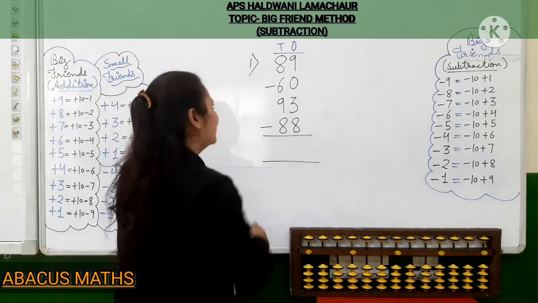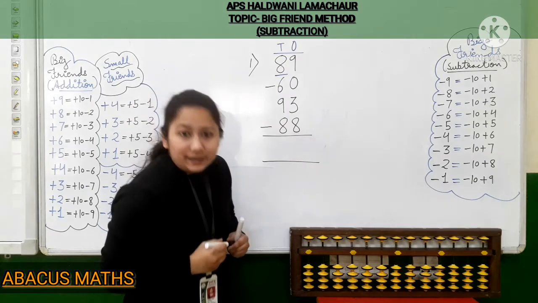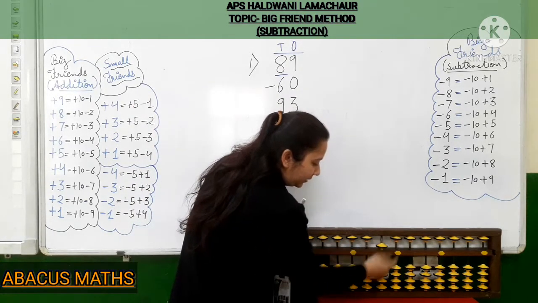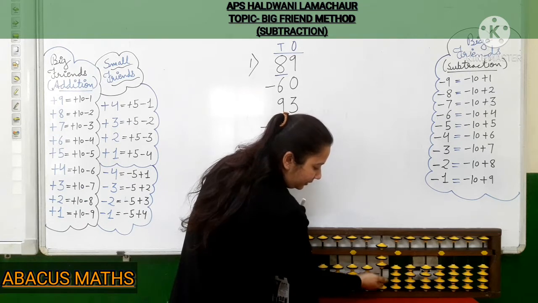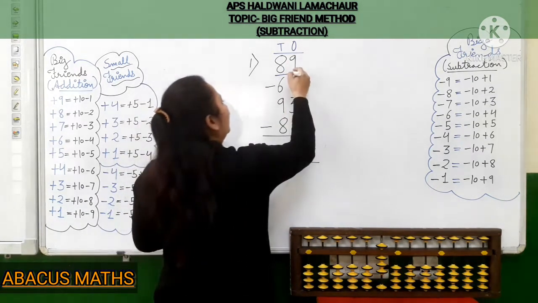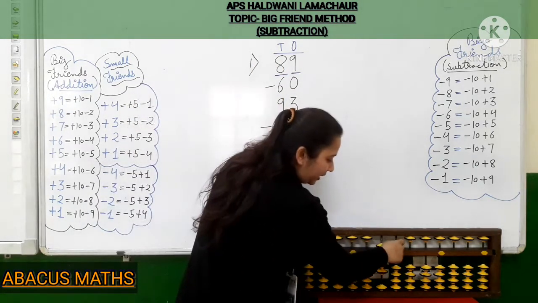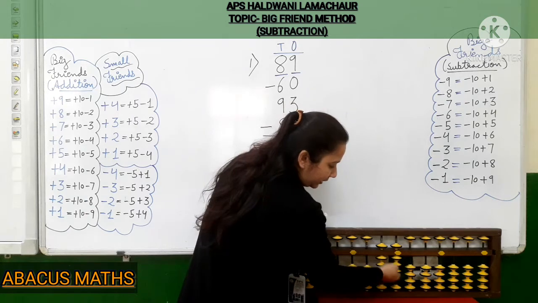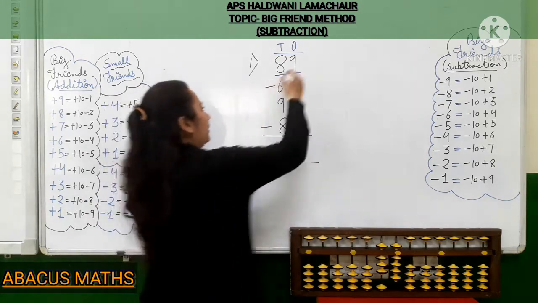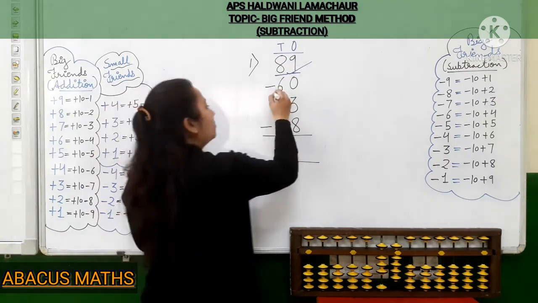Now let's add. First of all you will add this 8 in the tens rod. This is the tens rod. See, 5, 6, 7, 8. Done? Very nice. Now 9 in the ones rod. See, 5, 6, 7, 8, 9. 89 we have added.